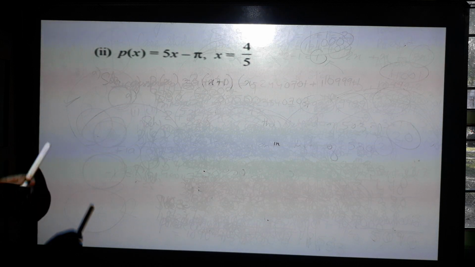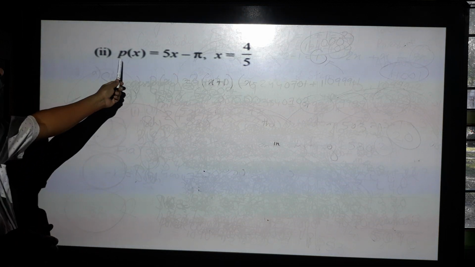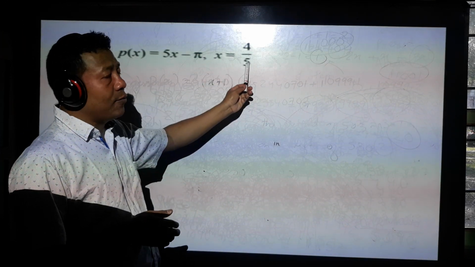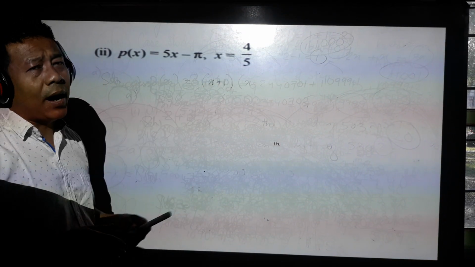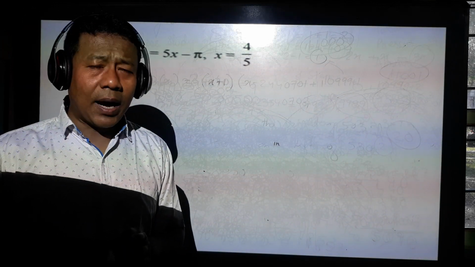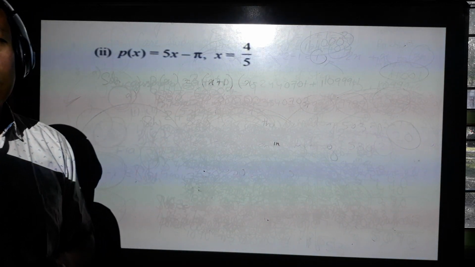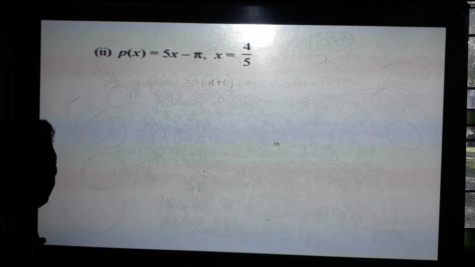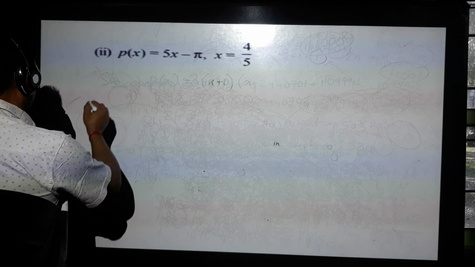Let's take the Roman number 2 question. P of x equal to 5x minus pi, where x equal to 4 by 5. You may think that the value of pi is 22 by 7. No, that is the approximate value of pi. Pi value is irrational, so you are not going to put any values for pi. You are going to put pi only. So let's start now. Solution.